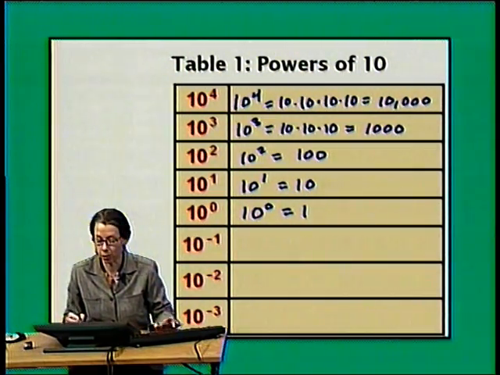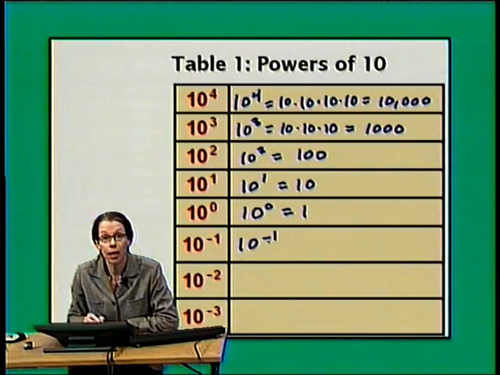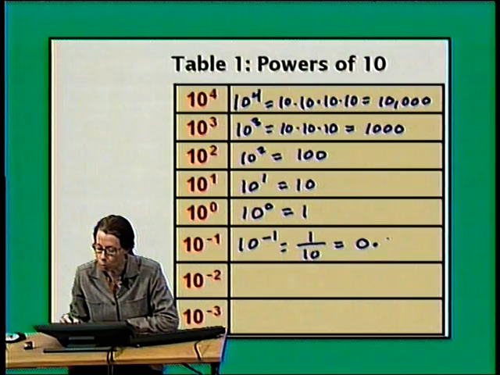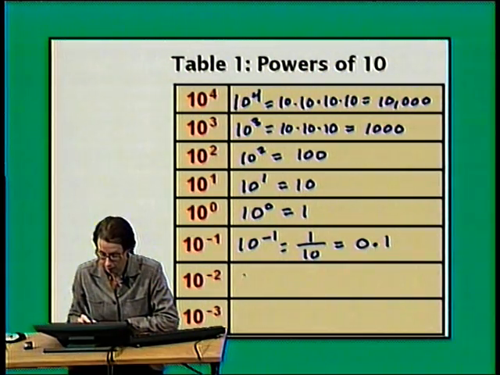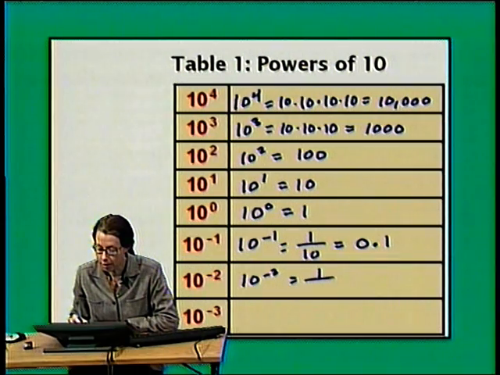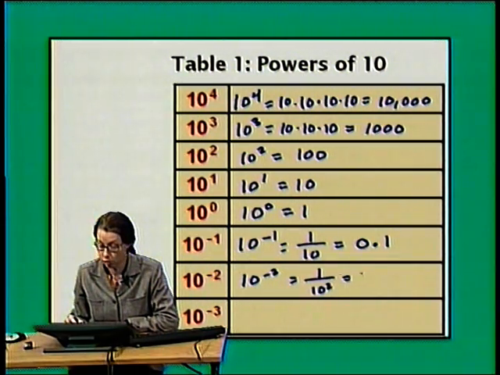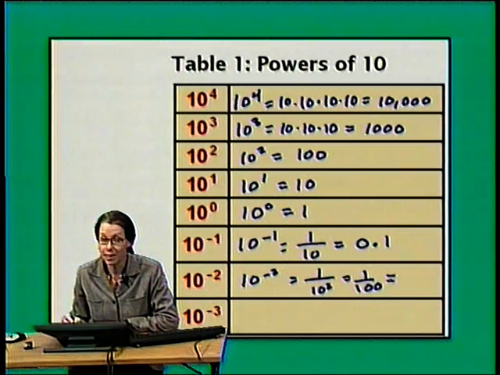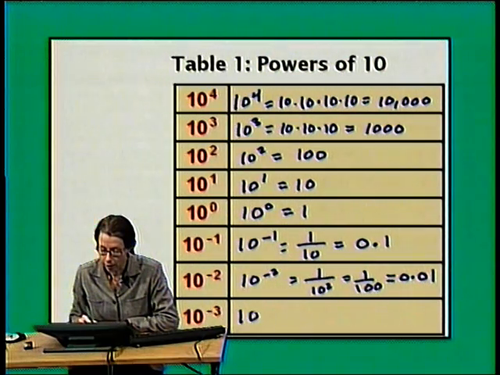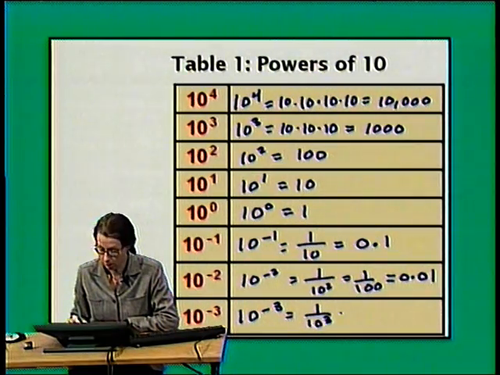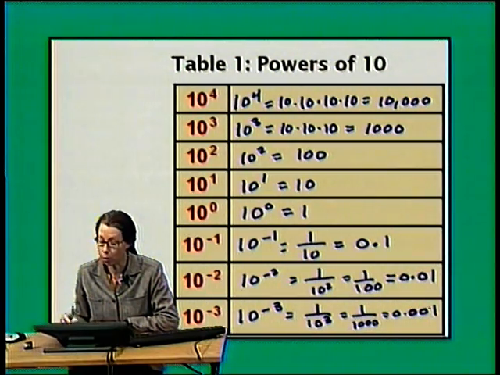Now let's look at the negative exponents. 10 to the negative 1 is, by definition, 1 over 10 to the 1st power, which is 1/10, which as a decimal we write as 0.1. 10 to the negative 2, that's 1 over 10 squared, which is 1/100th, which as a decimal I can write as 0.01. Finally, 10 to the negative 3 is 1 over 10 cubed, which is 1/1000th, which we write as 0.001.